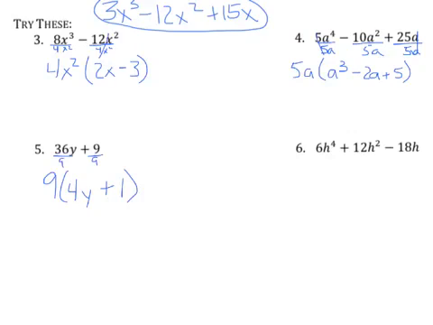Okay, and then lastly, the 4th piece looks like I can divide out a 6 and an h. So if I divide every piece by 6h, 6 divided by 6 is gone, and I'm left with h to the 3rd. 12 divided by 6 is plus 2, and I'm left with an h. Negative 18 divided by 6 is negative 3, and the h's are gone. Okay? All right, can I get a comfort level on factoring out the GCF?